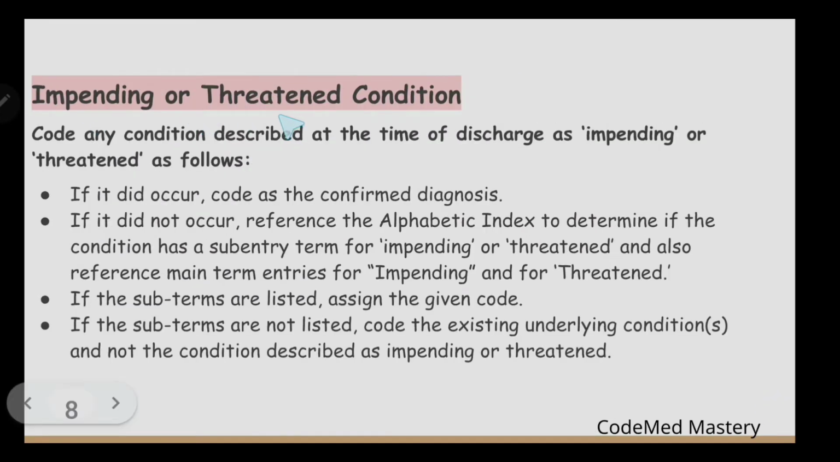Next is impending or threatened condition. Code any condition described at the time of discharge as impending or threatened as follows. If it did occur, we have to code the confirmed diagnosis. If it did not occur, then we have to refer to the alphabetic index to determine if the condition has a sub-entry term for impending or threatened. And also we have to refer to the main term entries for impending and for threatened. If the sub-terms are listed, we have to assign the given code. If the sub-terms are not listed, code the existing underlying condition and not the condition described as impending or threatened.